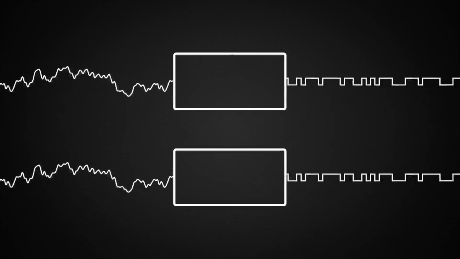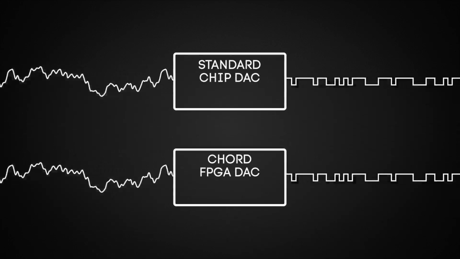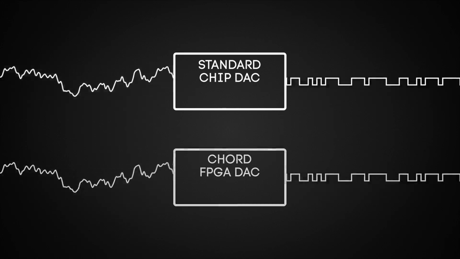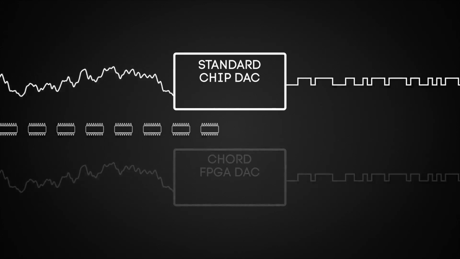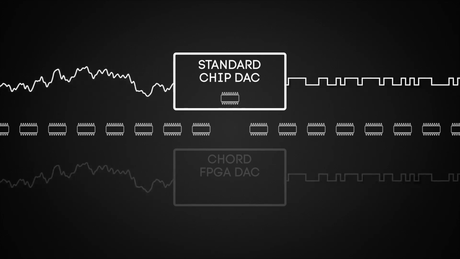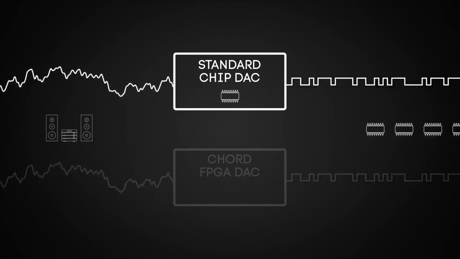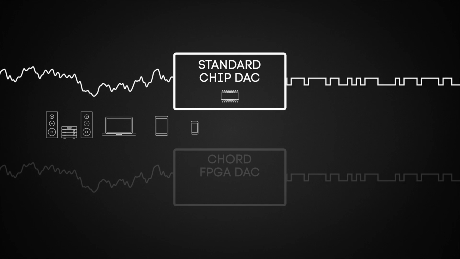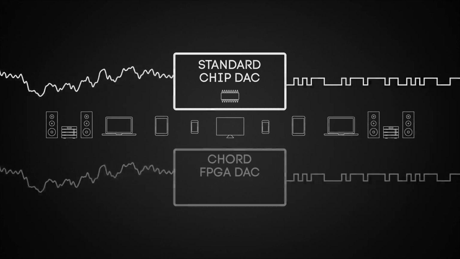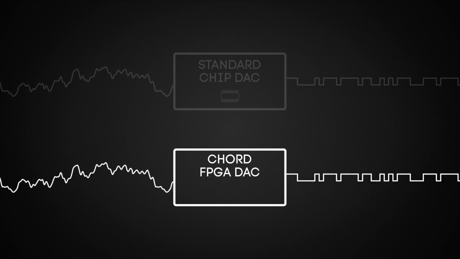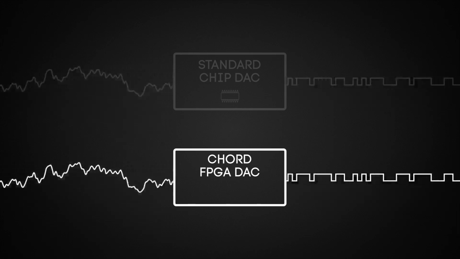Let's look at the difference between a standard chip DAC and a DAC that uses Chord technology. Standard chip DACs are inexpensive. They have predictable, predetermined characteristics, and they're mass-produced. They're in everything that makes a sound, and the same chip could be in an expensive DAC or a simple portable player. Chord, however, takes a very different approach, a much more powerful one.